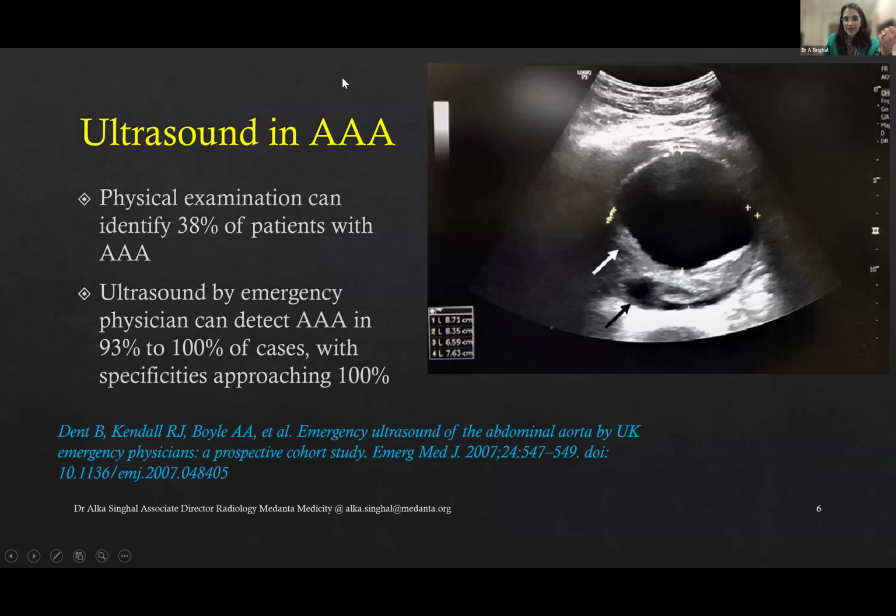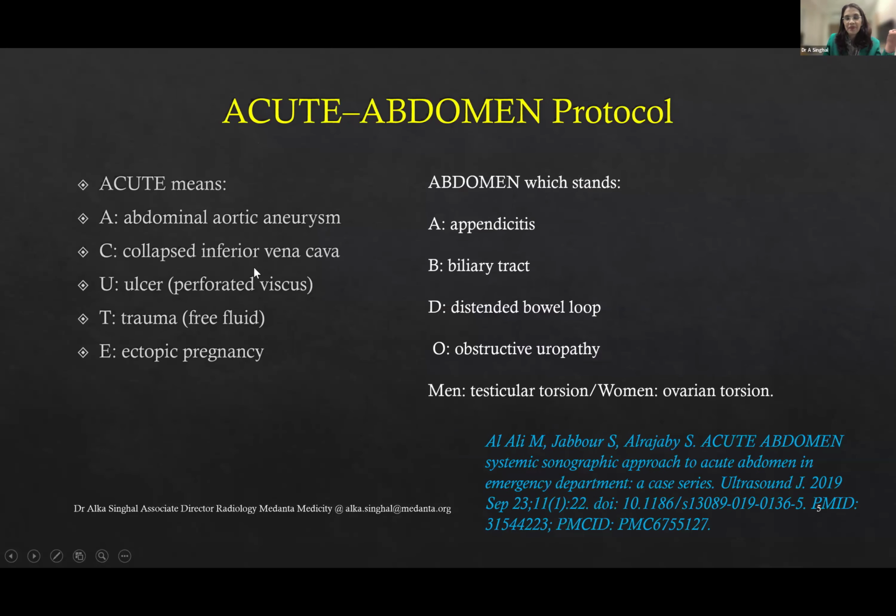A for abdominal aortic aneurysm, C for collapsed vena cava, U for ulcer or perforated viscus or pneumoperitoneum or any abdominal visceral rupture, T for trauma for fluid, and E for ectopic pregnancy. And the abdomen, the A stands for appendicitis, B for biliary tract pathologies, D for distended bowel loops, obstruction, O for obstructive uropathy, urinary tract abnormalities, and in case of men, testicular torsion, and in women, ovarian torsion. Okay, so it kind of sums up all.